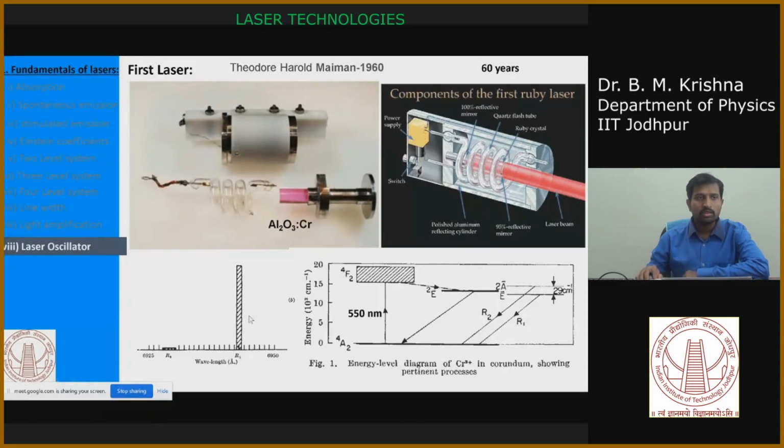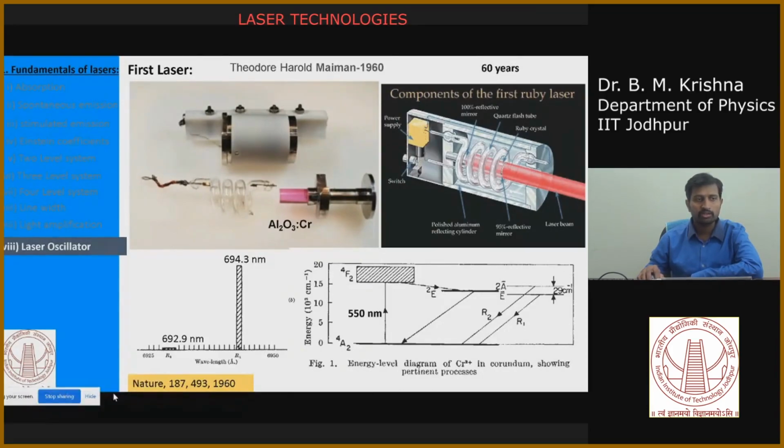So this is the output from this laser system. Most of the wavelength will be around 694.3 nanometers. That is our ruby, the highly prominent transition. This was published in Nature in 1960.